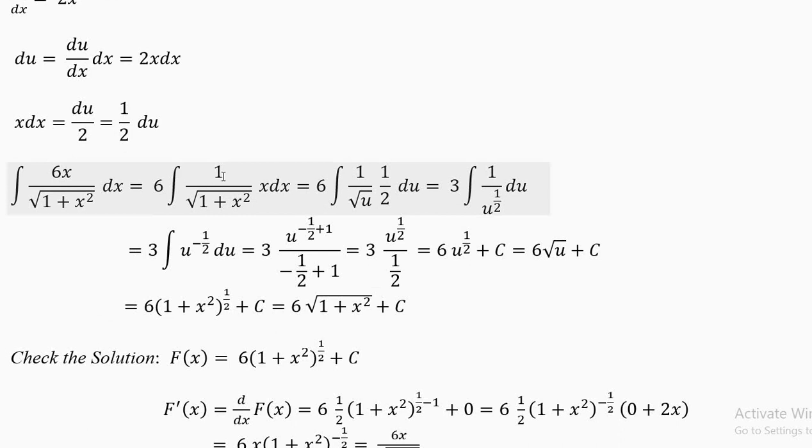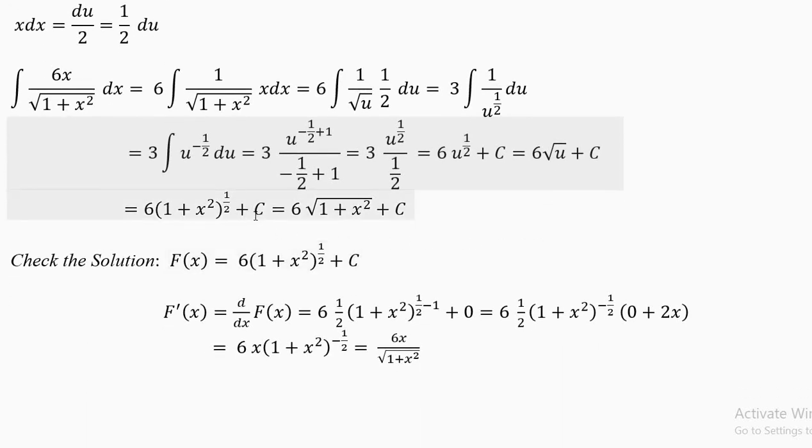This 6 will come out. You write 1 over square root of u, and this half will come out. 6 into half is 3. 3, 1 divided by u power half, which is u power minus half. When this goes up, it becomes u power minus half. Minus half plus 1 is plus half. 3 divided by half is 6. We'll get 6 u power half, which is 6 square root of u plus c. Remember to write, and this half power can be written as the square root. So get back to your square root as before.